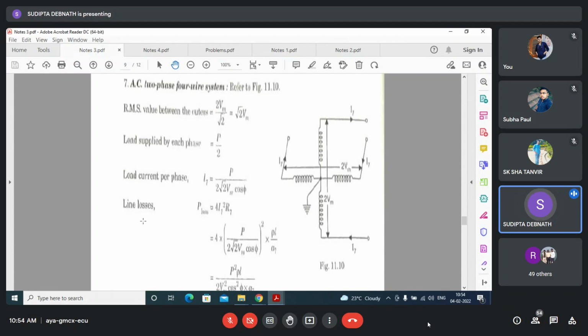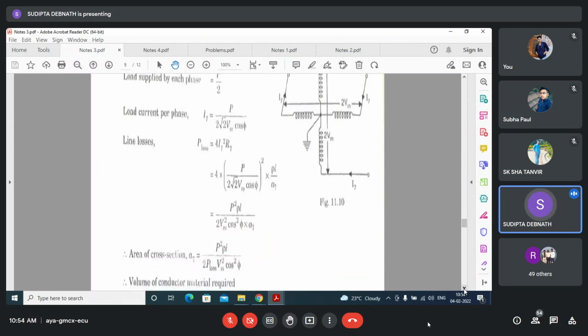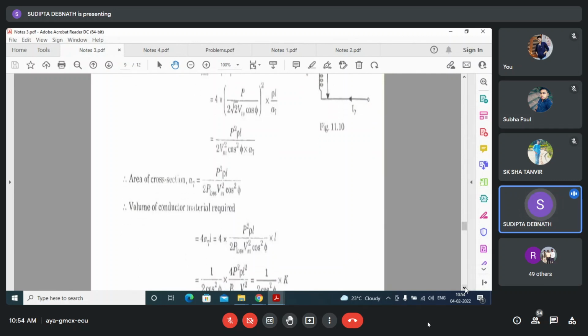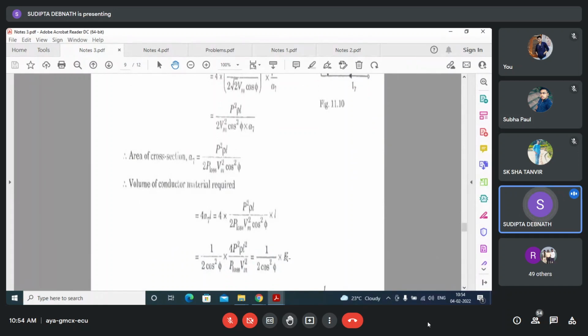So this is now the line loss. There are 4 lines and all are carrying an equal amount of current, so it will be 4I7 square R7. So you just substitute I7 and R7 here. And what is the volume of conductor material requirement? Volume of conductor material requirement is 4A7 into L because 4 conductors are there. So it is like this, and therefore the total is coming as K by 2 cos square phi.